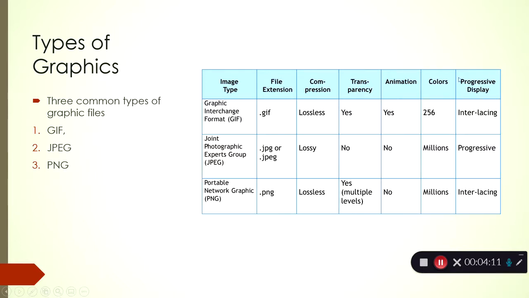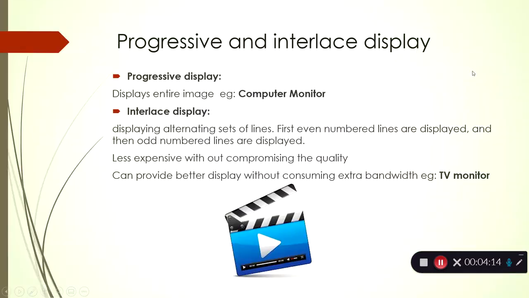And then we'll look at this property, that is progressive display, and interlaced display. If a monitor, like a computer monitor, can display an entire image, then it is called progressive display. Interlaced display is where the displaying happens in alternate sets of lines. First, the even-numbered lines get displayed, and then the odd-numbered lines get displayed. This one is comparatively less expensive. Mostly TV monitors, for broadcasting, will use interlaced display.